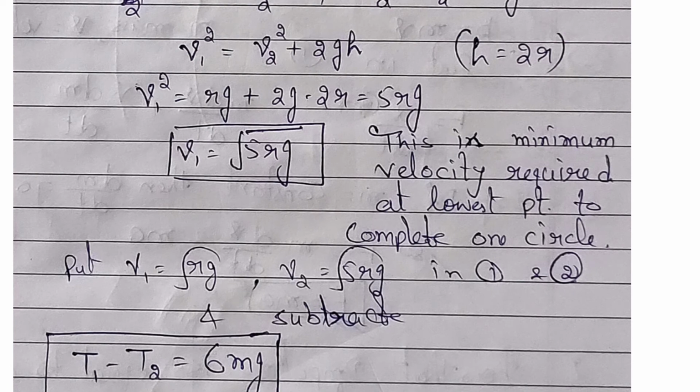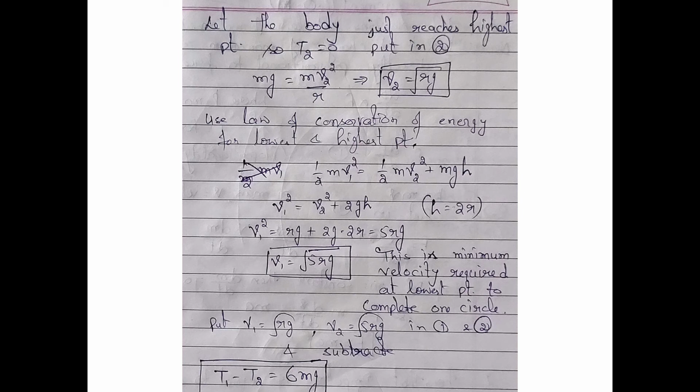Well, from equations 1 and 2, subtract these equations, put the values of v1 and v2, and you will get the difference of tension equal to 6 times the weight. So be careful that the thread or string which you have chosen must bear a tension equal to 6 times its weight. v1 and v2 are dependent on radius but independent of the mass, and T1, T2 are independent of the radius.